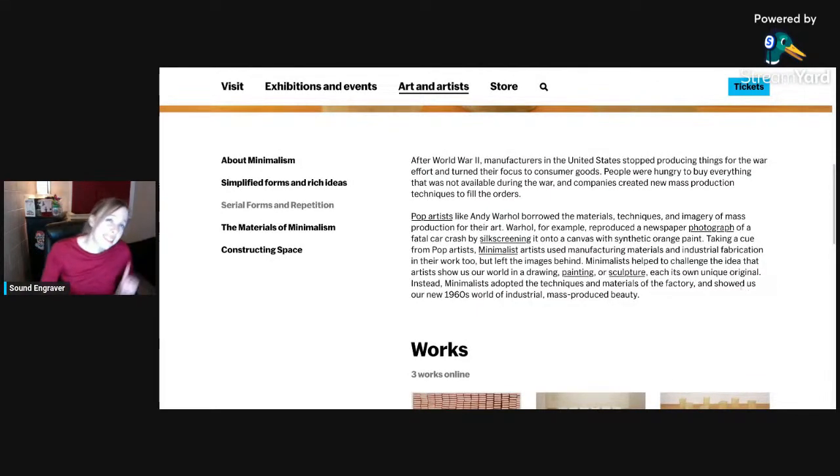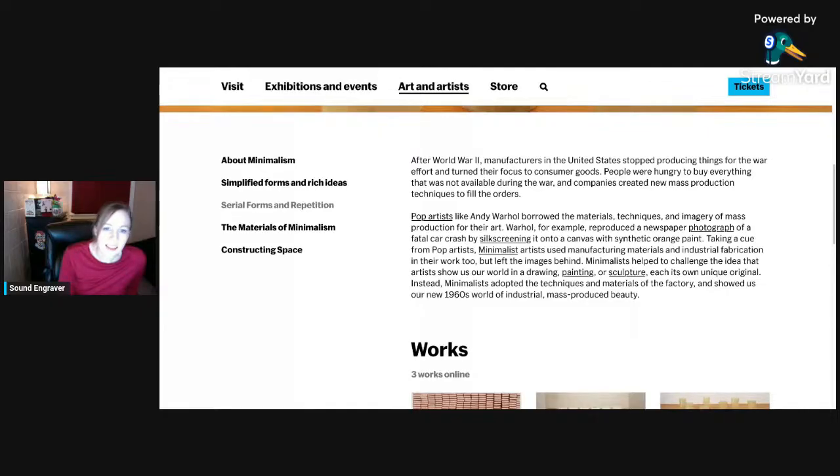So this is another factor, another reaction that minimalism was toward previous art that had come before. We talked about a reaction against expressionism and abstract expressionism in particular, but it was also a reaction to the aftermath of World War II. So as follows, it reads, after World War II, manufacturers in the United States stopped producing things for the war effort and turned their focus to consumer goods. People were hungry to buy everything that was not available during the war, and companies created new mass production techniques to fill the orders.